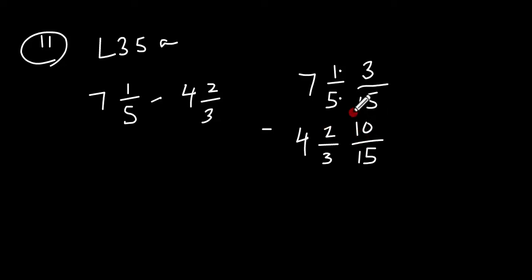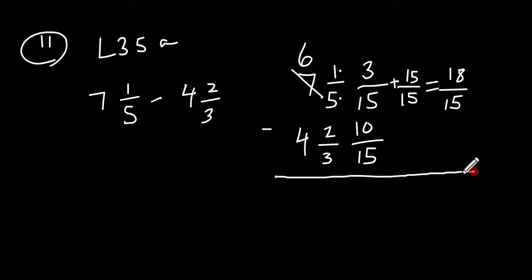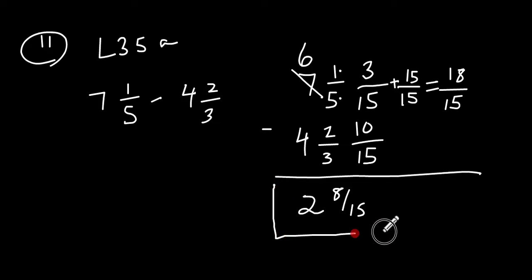We have a problem. We cannot take 10/15 from 3/15. So we need to borrow 1 from the 7. What denominator we're going to use? We're going to use 15/15. So it's the same as 1, but I wanted to be able to add these together. So we get 18/15. And then we're going to subtract. So we get 2 8/15. And then we just need to reduce that. Actually, it is reduced. That's it. That's your final answer. Okay, number 12.